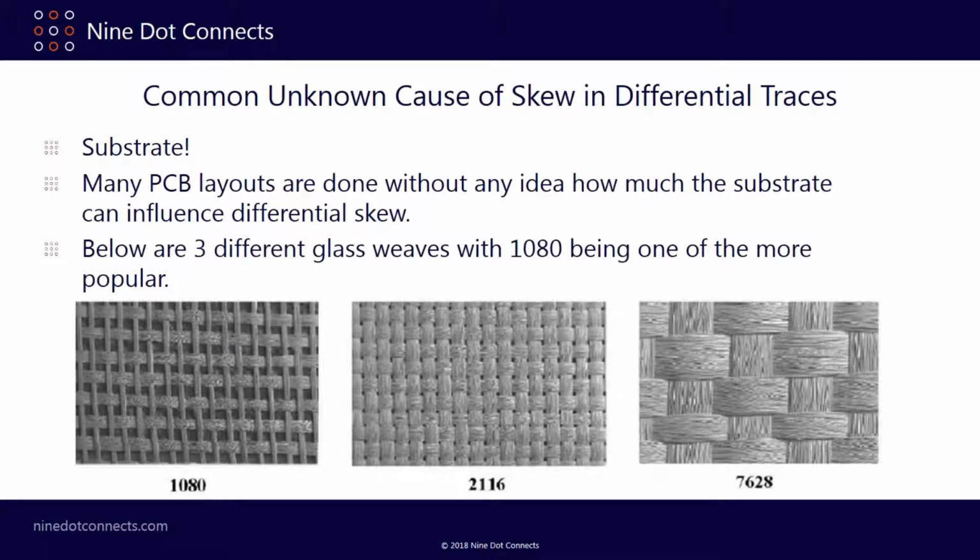What you'll see below are 3 different glass weaves. 1080 is one of the more popular versions, and in this picture you'll notice specifically what a huge gap you have between the glass threads in the 1080 material. Well, what's going to be filling in that gap? It's the resin. In the other versions here, you see that the weave is tighter, but you still have to deal with the resin, which could be thicker immediately underneath here than it would be underneath here, as far as it relates to the signal trace itself.